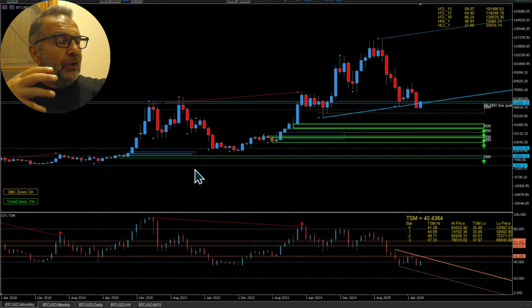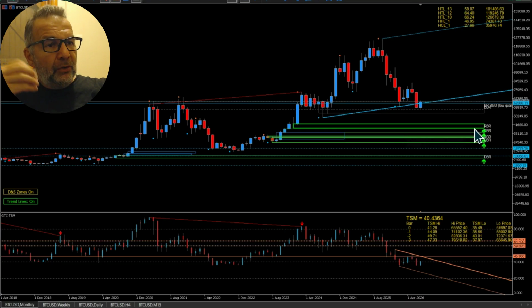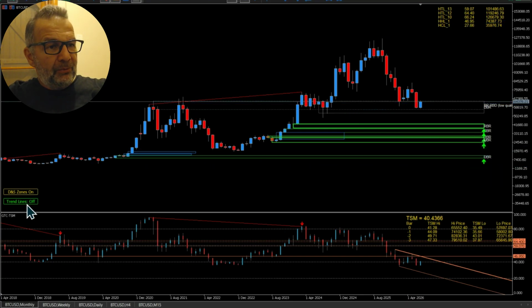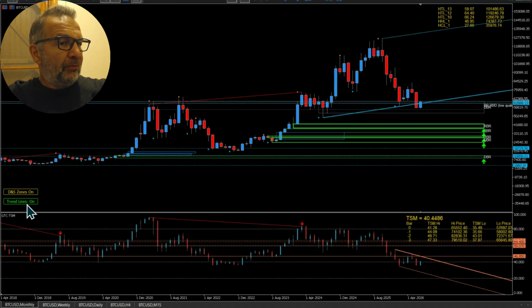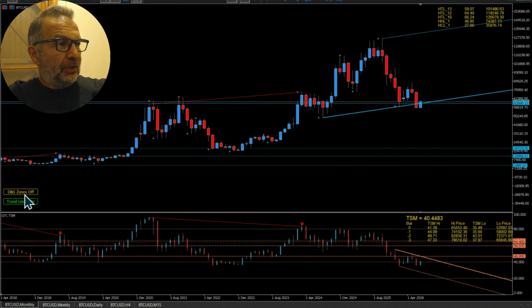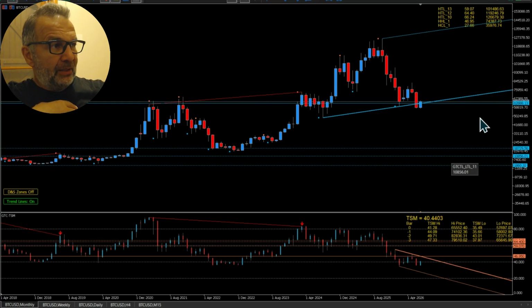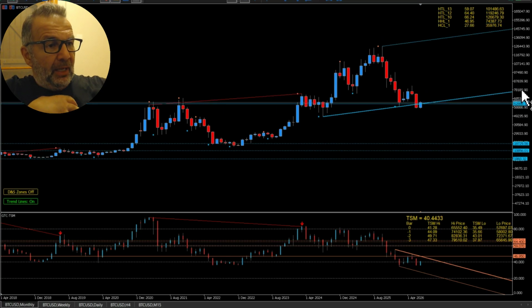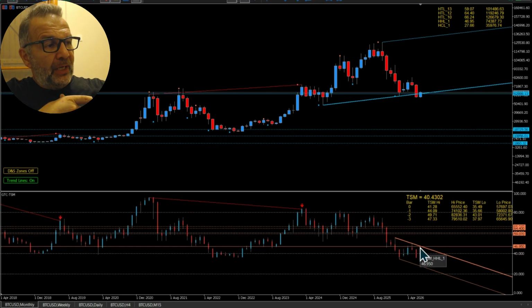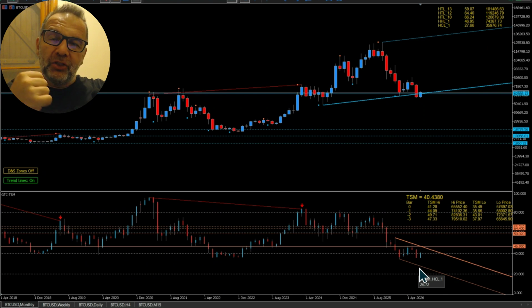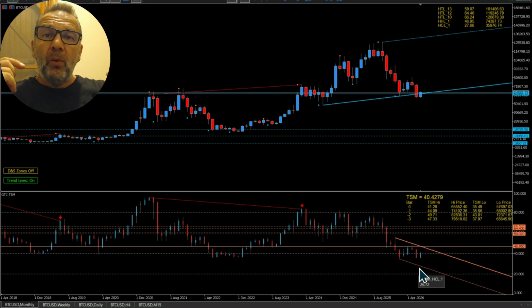If you want to use demand and supply, you can use demand and supply. If you want to use trend lines, you can use trend lines. You just turn them on and off. As you can see, the trend lines here have targets if they break to the downside, and also the TSM indicator has targets if it goes to the upside or to the downside. And these levels are quite sharp and quite close to what will happen if the market gets there.